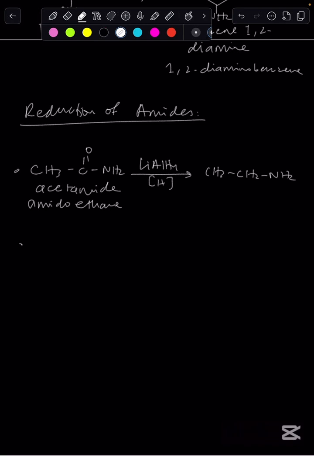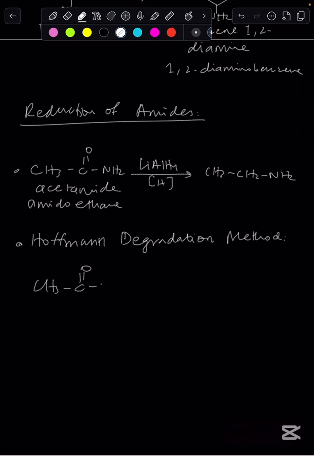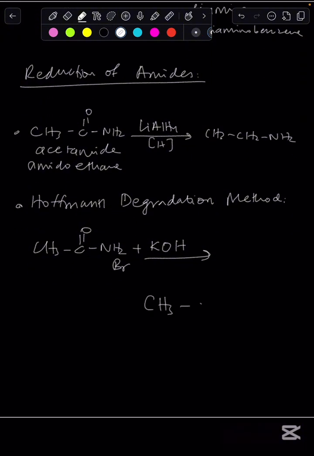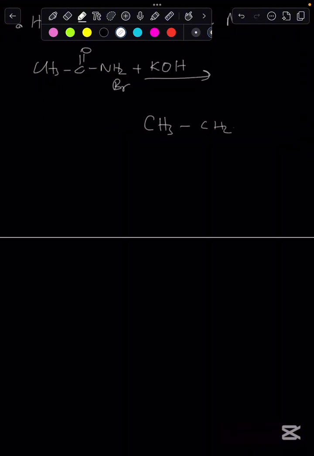And then moving on, if I see the Hofmann degradation method, what we're going to form is amino ethane with the mole of KBr and NaOH.